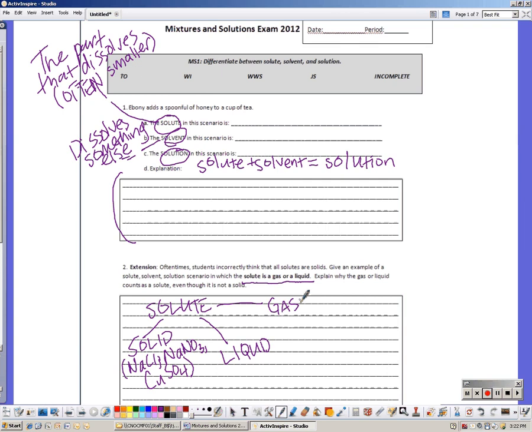So at this point, if you're going to retake this learning target, you can still go online and look up different examples of gases that are dissolved into a solvent or liquids that are dissolved into a solvent. One good place to look up here is pop or soda, and you will find an example of a gas that's dissolved into a solvent.